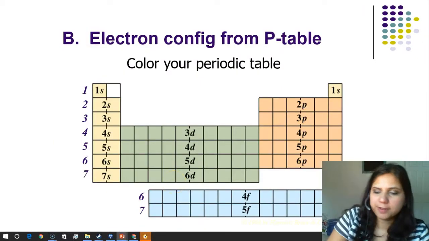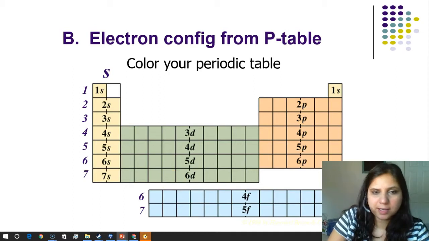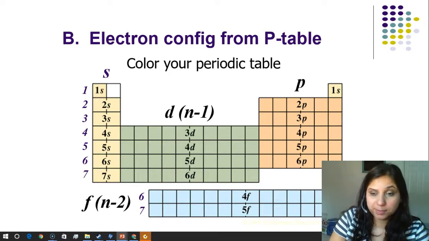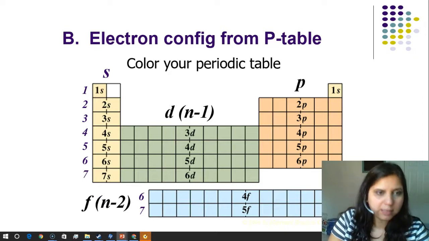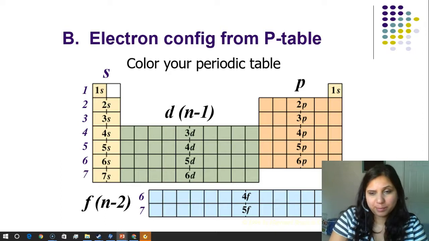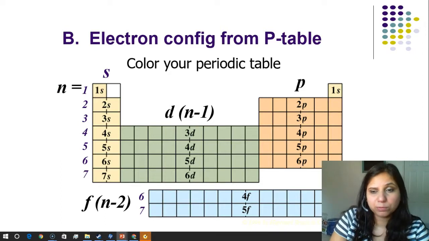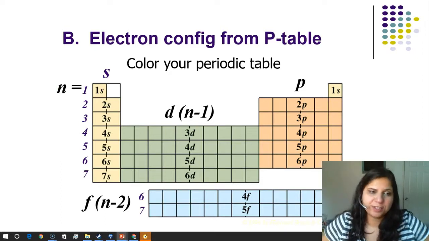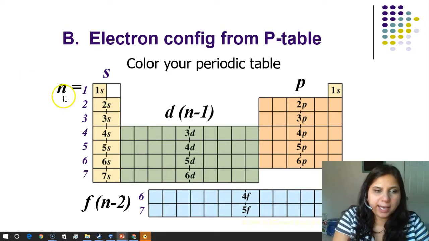Okay, so just to clarify, remember that this is the S block, that is the P block, D block is behind by 1, and F block is behind by 2. So you should have those labels already. What is the N number? Well, the N number is the row number. That's the number of energy levels. And so I would like you to add this in.